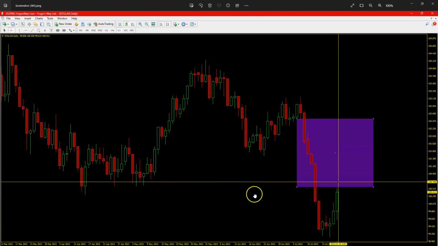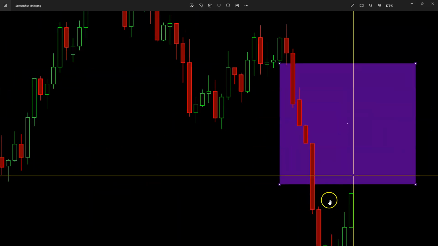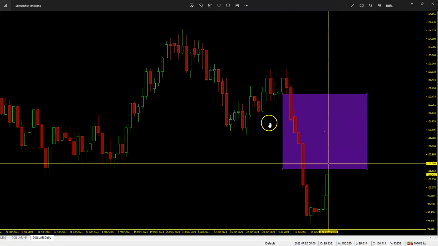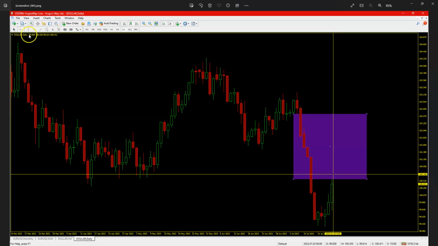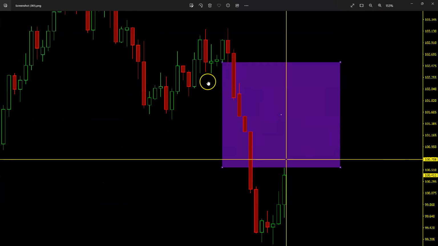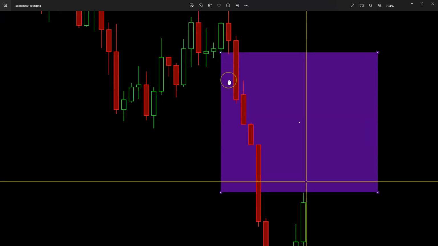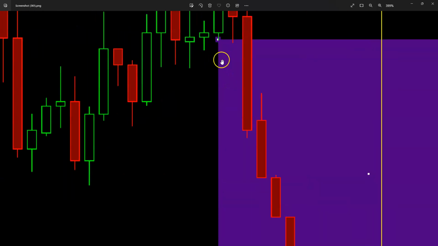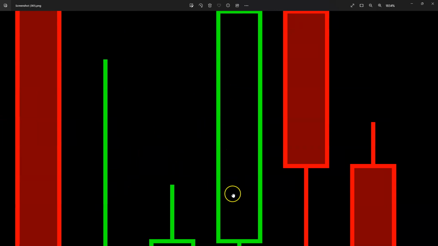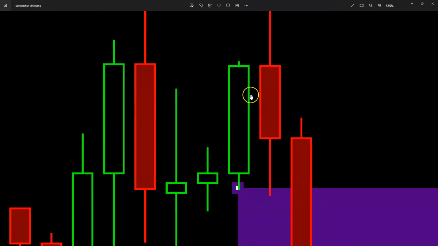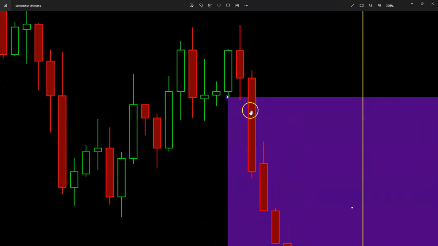Quick recap. On July 20th, I showed you that this is the US dollar, the USD, the dollar, and this is called a liquidity void. See this big green candle right here on your screen?